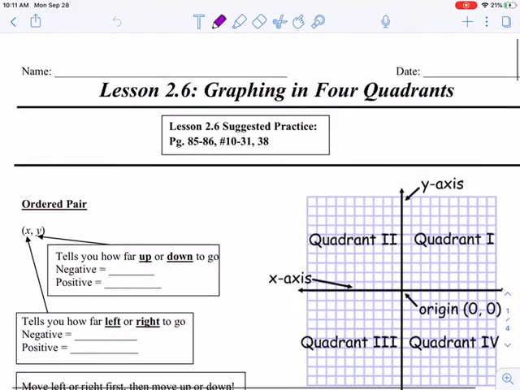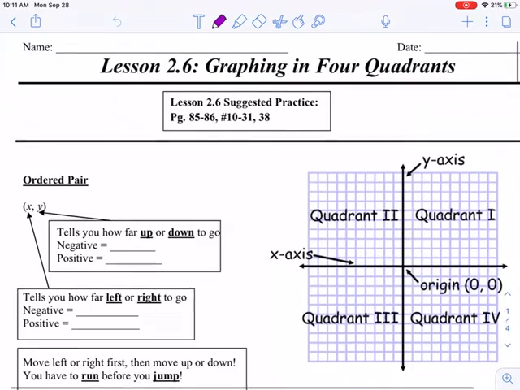All right, found the right paper. All right, this is the last lesson for chapter 2. We are going to be doing graphing in 4 quadrants, so you'll notice we're also using our integers for this.